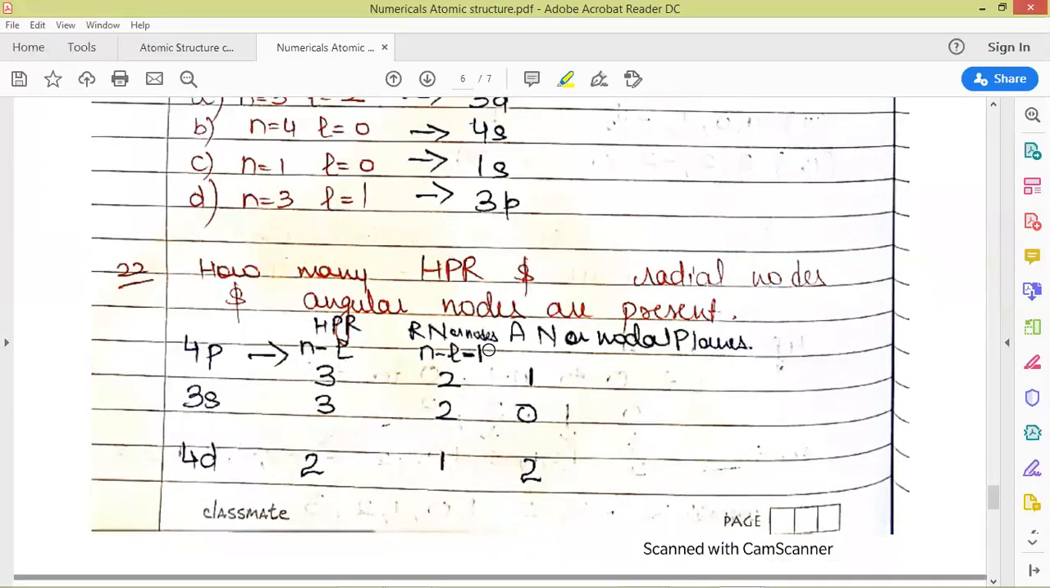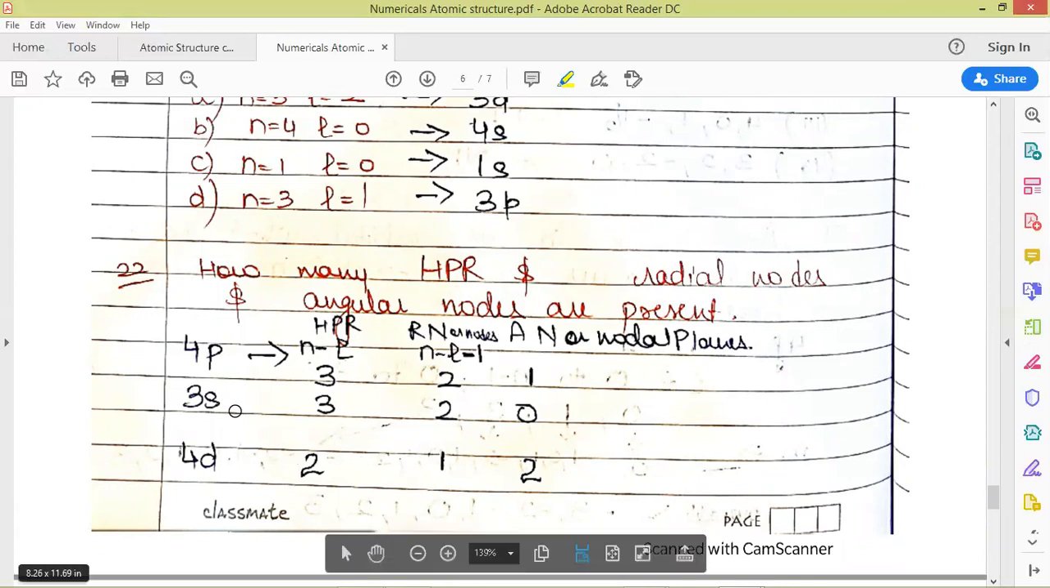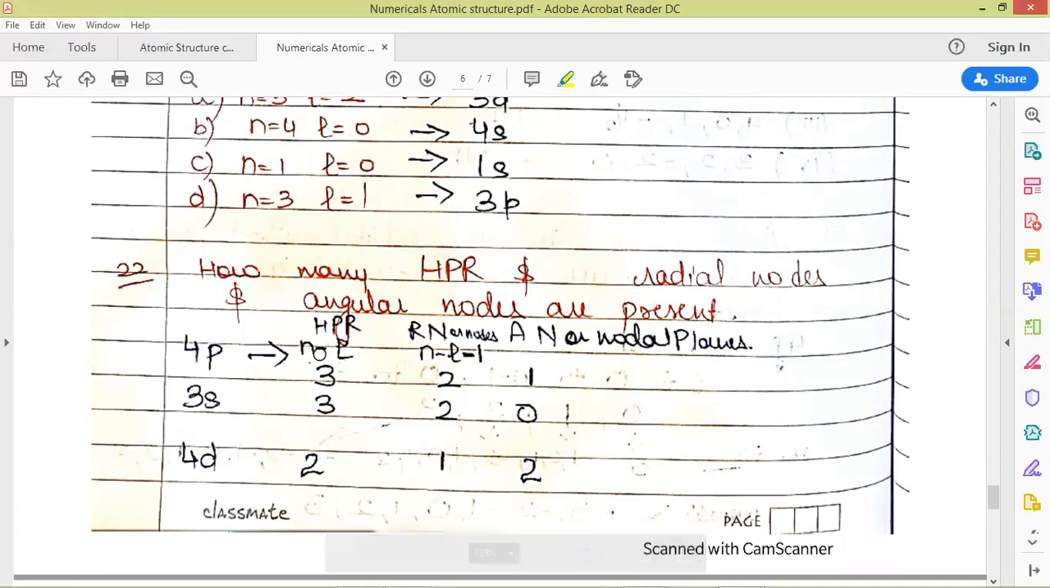Next question is how many high probability regions. So these questions are based upon radial probability distribution curves. How many high probability regions, radial nodes and angular nodes are present for these orbitals? This is the question. For the 4p orbital, the formula for high probability regions is n minus L. For radial nodes, or we call it simply nodes, the formula is n minus L minus 1. And for angular nodes, we call them nodal planes also, the formula is L. The angular nodes are equal to the value of L.